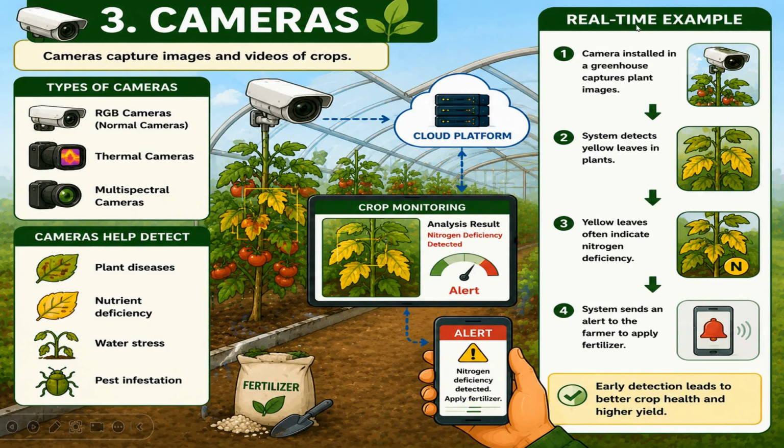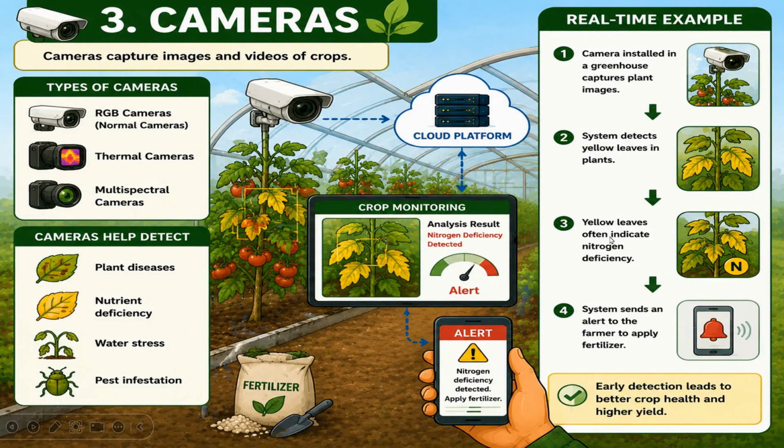Now, again, you can see a real-time example here where there is a camera installed in the greenhouse. The camera continuously captures images of the plants, and the system analyzes these images and detects yellow leaves. Here it detects yellow leaves on a tomato plant, and yellow leaves often indicate a nitrogen deficiency, meaning that the plant is not getting enough nutrients.